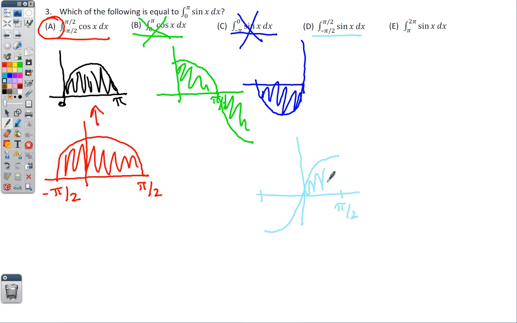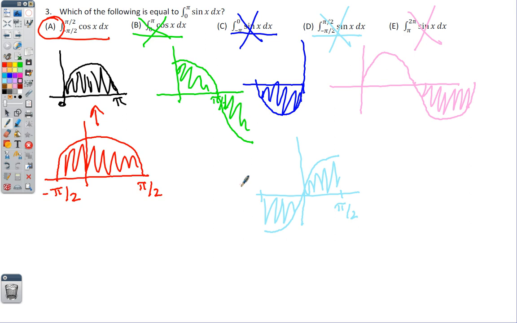So that doesn't work. And then for the last one, let's try this pink color. For this guy, from pi to 2 pi, this part is the part we like, but that's not the part that's getting colored in. It's going to be this part, right? So again, we've got a negative bump. That doesn't work. So the only one that works is A. Right? So that's number 3.